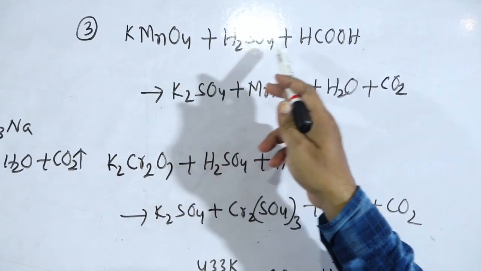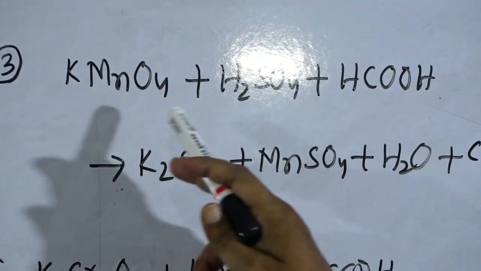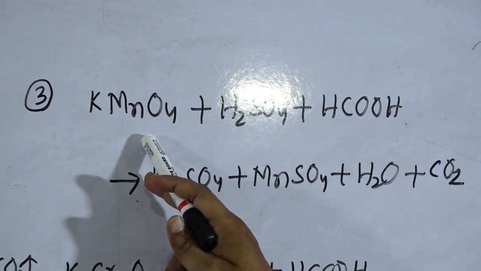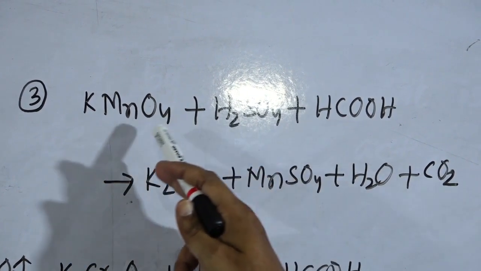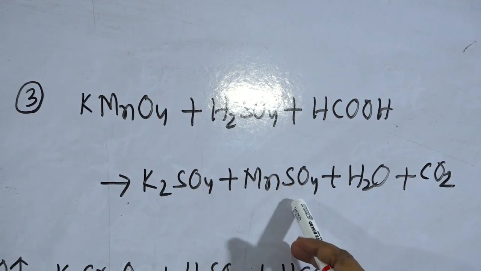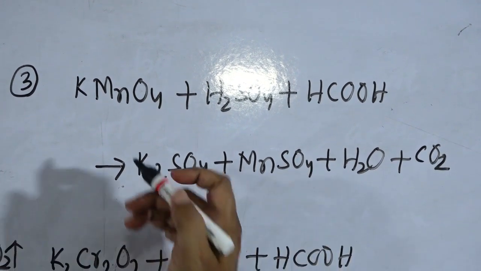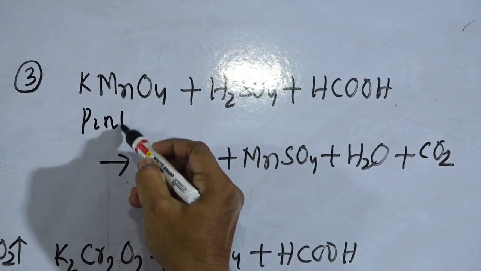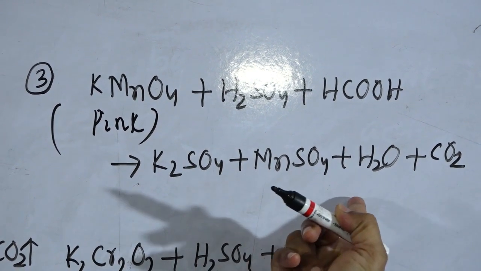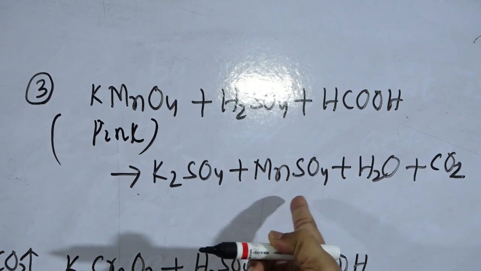In this case, formic acid acts as a reducing agent. So this is KMnO4 with sulfuric acid, that is acidified potassium permanganate, reacting with formic acid. There is the formation of K2SO4, MnSO4, water, and carbon dioxide gas is released. KMnO4 has a pink color, and the MnSO4 which is produced is either very light pink or can be treated as colorless.